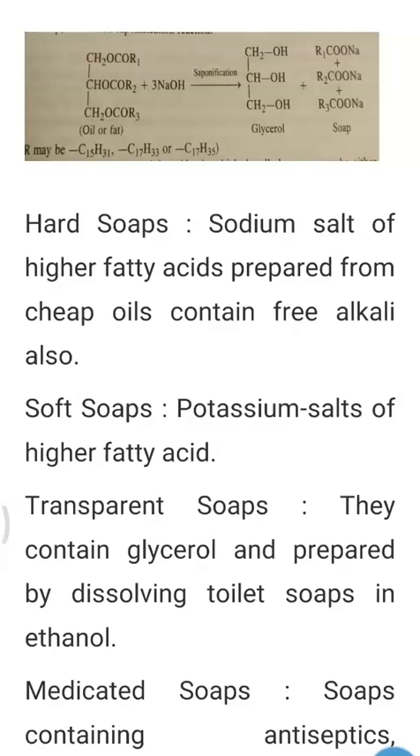So what happens during saponification? Oils or fats, called triesters of glycerol, are treated with sodium hydroxide in the presence of sodium chloride. We add some sodium chloride in this process also. So what are the products? Major product is soap and the byproduct is glycerol. So why do we add sodium chloride?